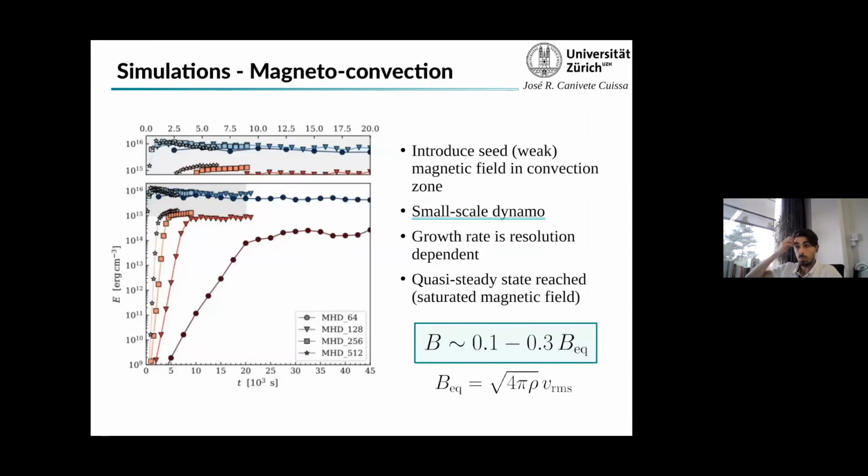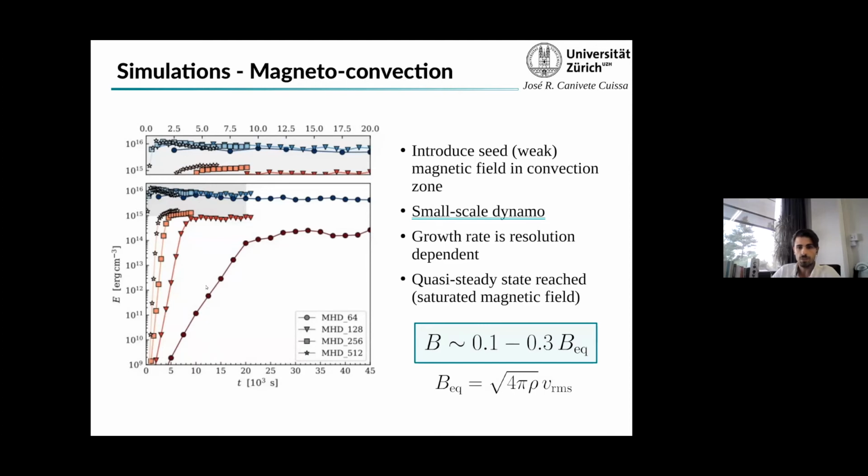So now let's go to magnetic convection. So let's put in magnetic fields. We introduce very weak magnetic fields in the convection zone, and then we let the simulation evolve. And here in this plot, I'm showing you the magnetic energy in red and kinetic energy in blue for the different simulations once again. And you can see that the magnetic energies are exponentially growing at the beginning of the simulation, which is a clear sign of a small scale dynamo action.